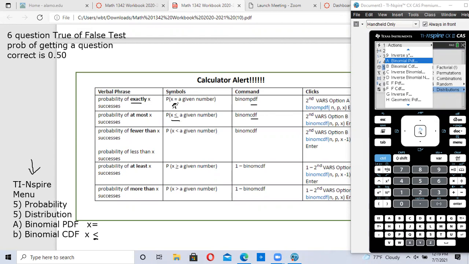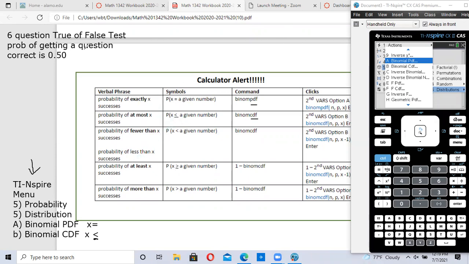Now, your calculator can only do two things. It can only do equal to or less than or equal to. Your calculator cannot do less than, it cannot do greater than or equal to, it cannot do greater than. So we have to manipulate it to do what we want it to do. And that's what I'm here to show you.